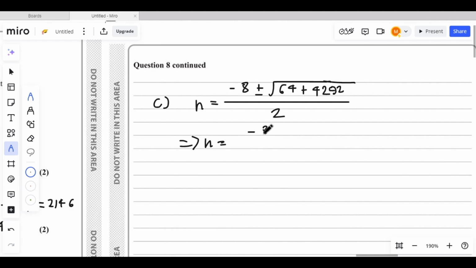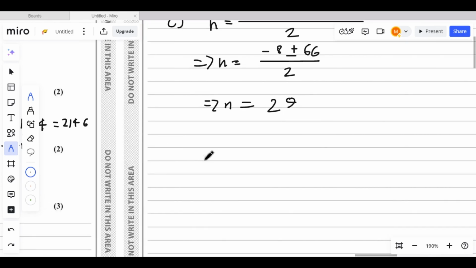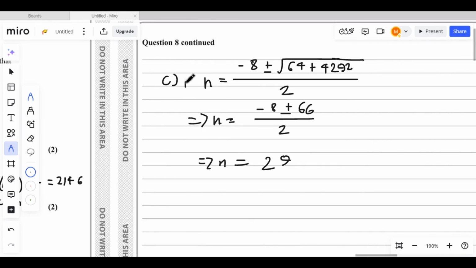So the value for n would be minus 8 plus minus the square root number. This is 66 over 2. So you'll get either n equals 29 or n equals, the other one would be negative. So ignore. Number of rows can't be negative. So ignore the negative one.